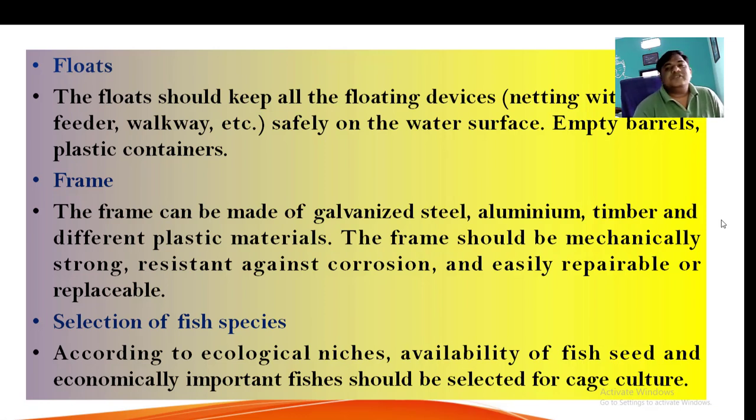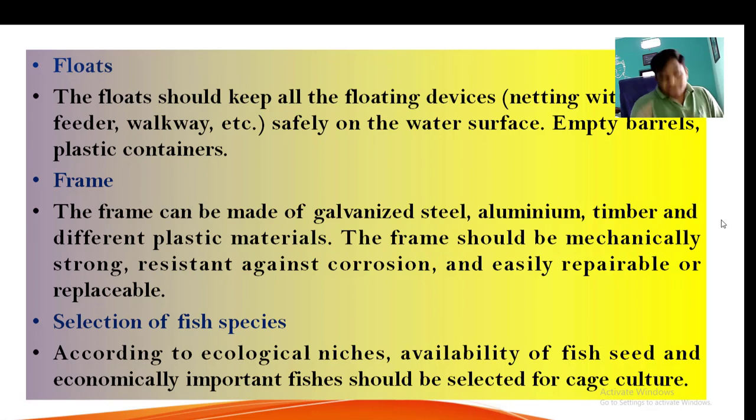Then selection of fish species. According to the ecological niches, availability of fish seed and economically important fishes should be selected for the cage culture. No doubt, all the ecological niches are utilized by the fishes. That's why when we select the fish, all three, surface, column and bottom water, and all types of food can be taken by the fish. That is also an important criterion for the selection of the fish species.